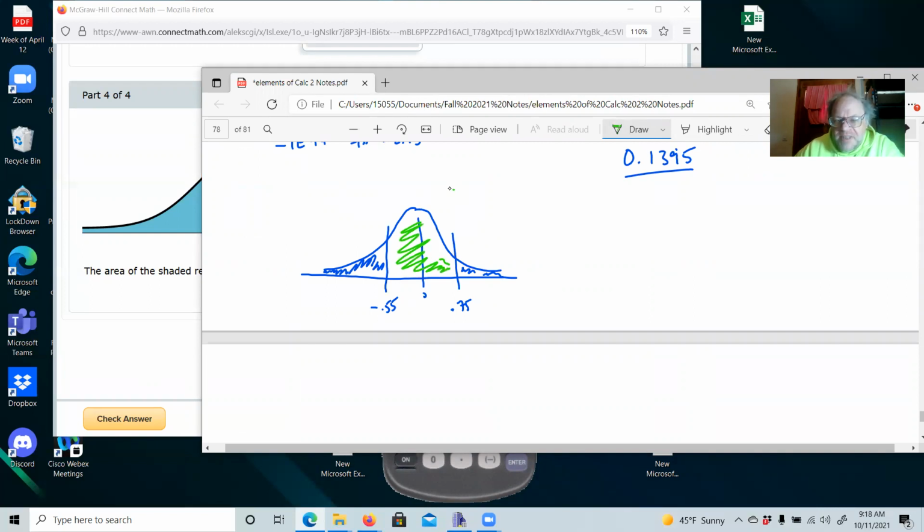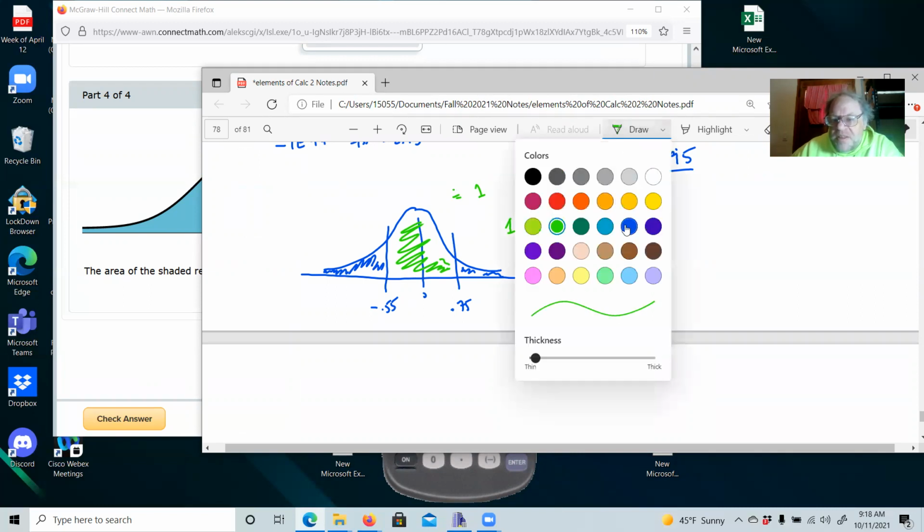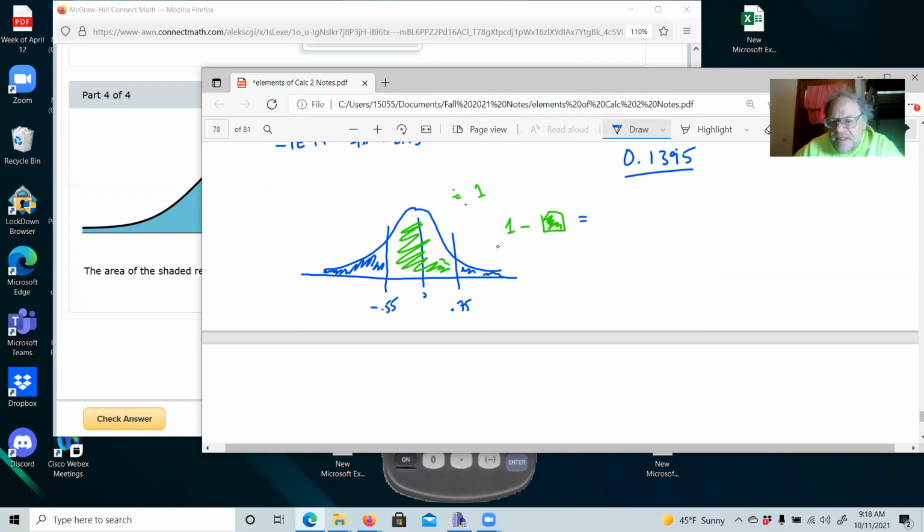What do all the shades have to add up to? The blue and the green, what does it have to add up to? It has to add up to 1. So why don't we take 1 minus whatever the shaded area for green is? What are you going to be left with? We're going to be left with that blue area. So rather than come up with 2 problems, where we do a normal CDF for this part and then this part and then add them up, why don't we just do normal CDF for the center part and subtract it from 1?